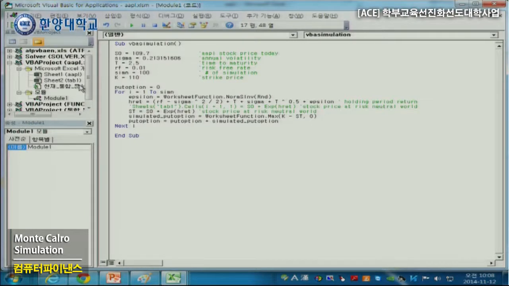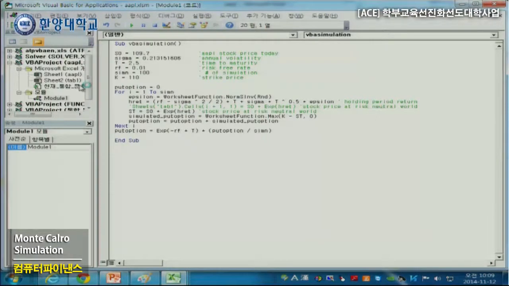So the simulated put option is a simulated value at one particular simulation. And then this put option is the sum of every put option value. And my final put option value is what? I have to do is put option value, previous put option value divided by number of the simulation. Right? Number of simulation. And I have to do the discounting. Right? Done. This is my put option value. Right?